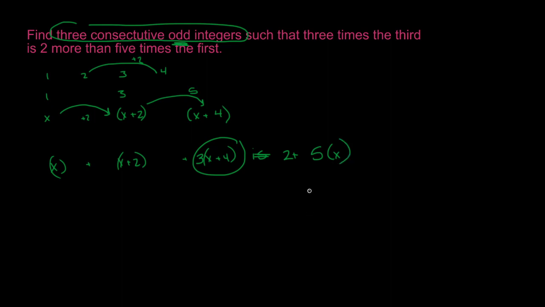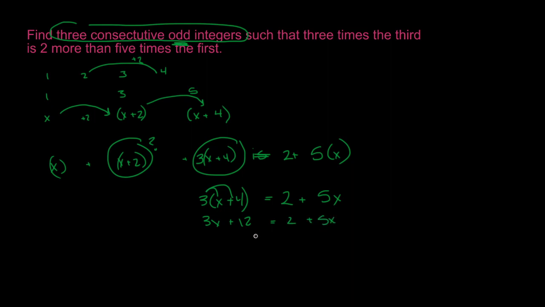So we haven't really used the second one. We're like, hey, we're missing this guy. That's okay. We'll just solve it because we'll figure out what the first one is. So 3 times the quantity x plus 4, because this is 3 times the third integer, is 2 more than 5 times the first. So let's solve this. First we'll distribute: 3x plus 12. And then we'll say 2 plus 5x.